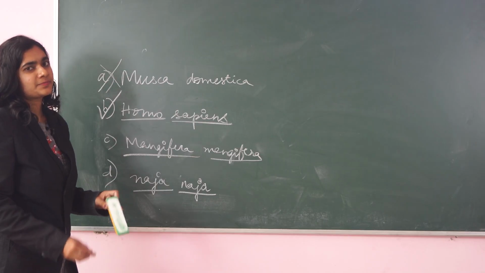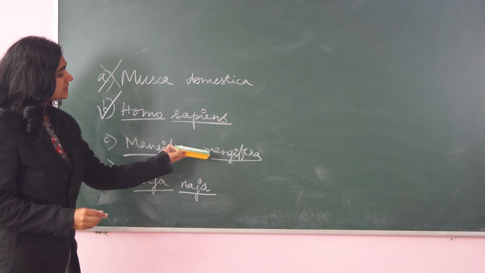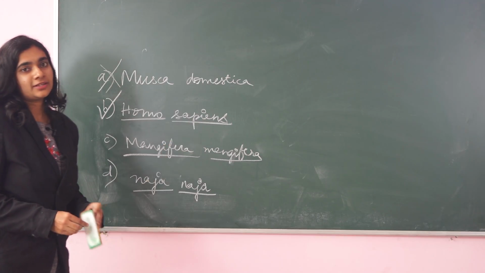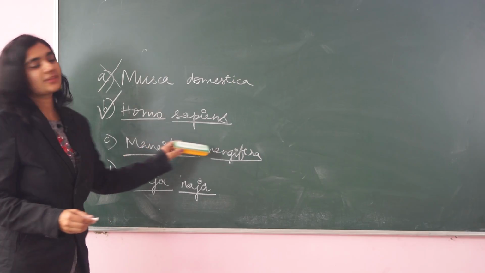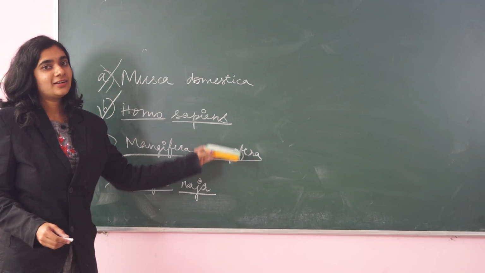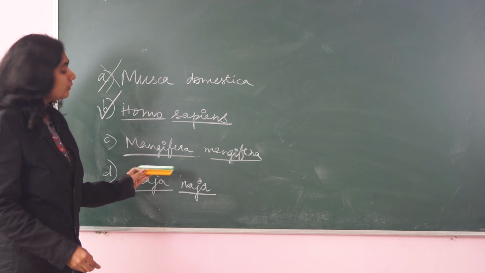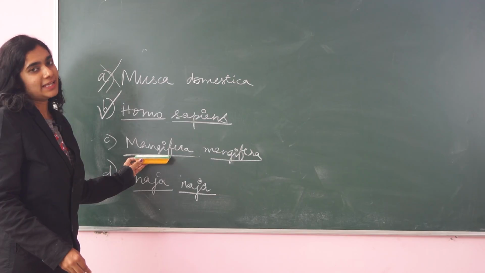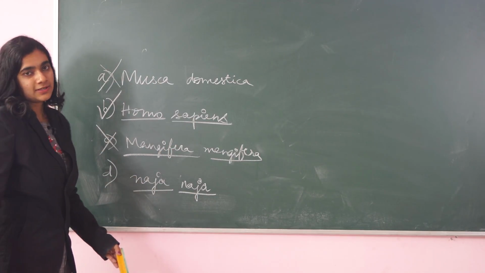And C, Mangifera mangifera. Why is it wrong? This begins with a capital M, this is a small m, both have been underlined. Remember, I told you plants cannot have the same generic and specific names. As you may remember, Mangifera indica is the name of the mango plant, not Mangifera mangifera. No plant will have the same generic and specific names, which is why this is the wrong answer.